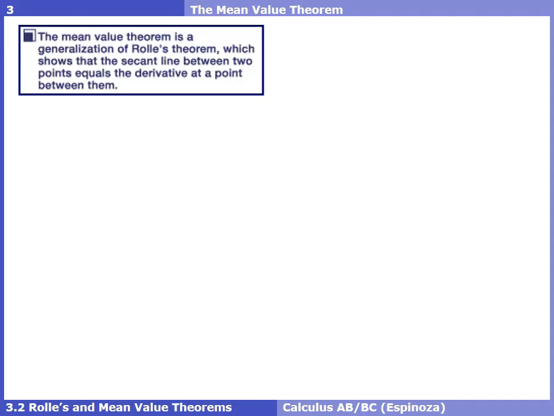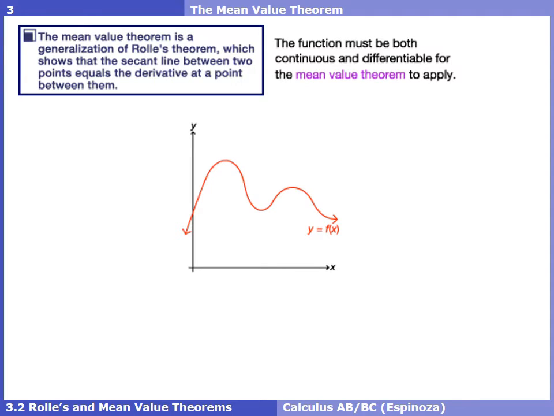So again, it's kind of hard to understand without taking a look at a visual to help you out here. So we have our function here, and since the mean value theorem is a generalization of Rolle's theorem, the function still has to be continuous and it still has to be differentiable. There can't be any holes or asymptotes or jumps, and we have to have a smooth curve, no sharp corners, because it needs to be differentiable. So what does the mean value theorem say? Well, it's going to show that we have a secant line between 2 points equal to a derivative.